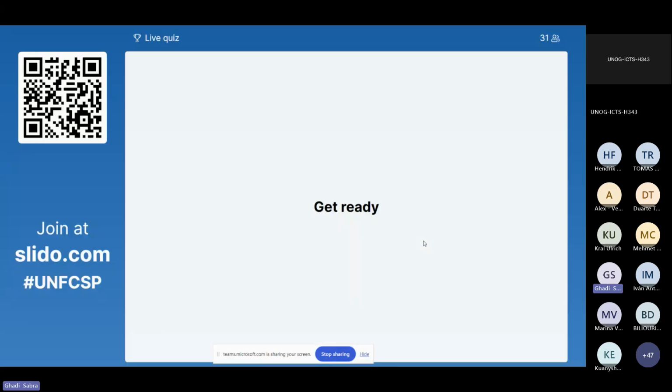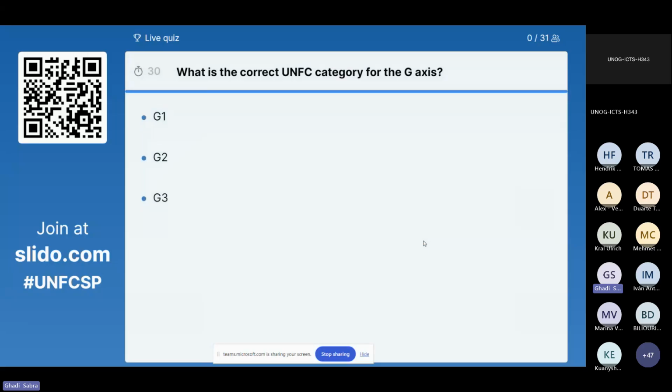Okay, let's move on to Slido. Get ready. Please tap in your answers. What is the category for the G-axis in that case?